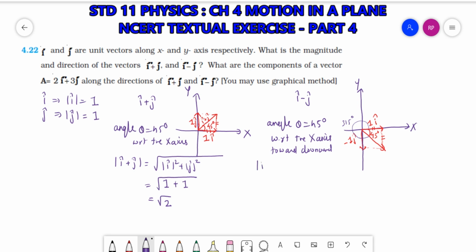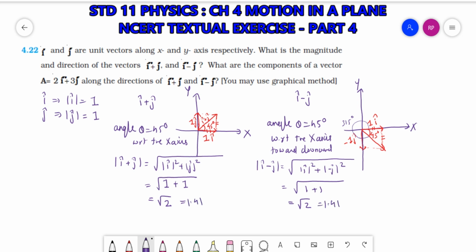Now magnitude of i minus j, under root of magnitude of i square plus minus j square. Again, 1 square is 1 and minus 1, that is square, will be 1. So this is also root 2. So magnitude of i minus j is also root 2. And the direction is 45 degree with positive axis, but in downward direction. Yeah, so first note down this, and then we will see the next part of this question. You can also write down its value, that is 1.41.